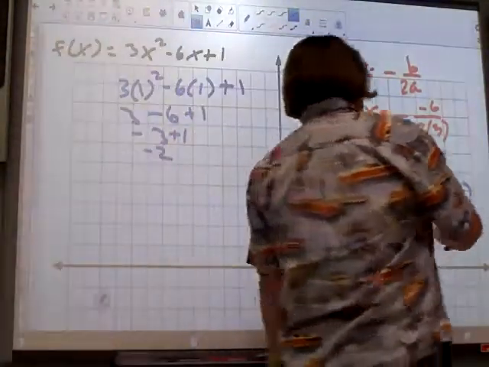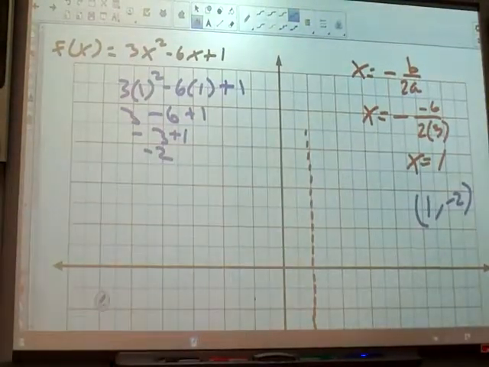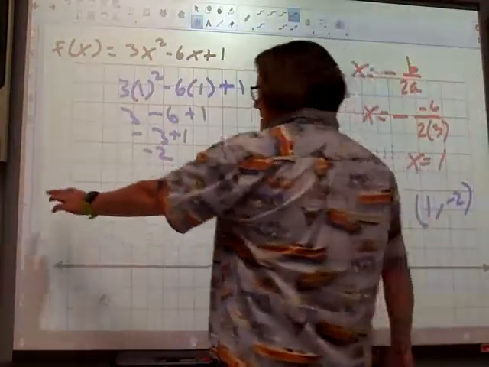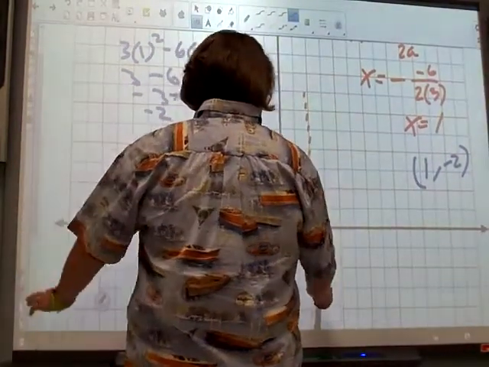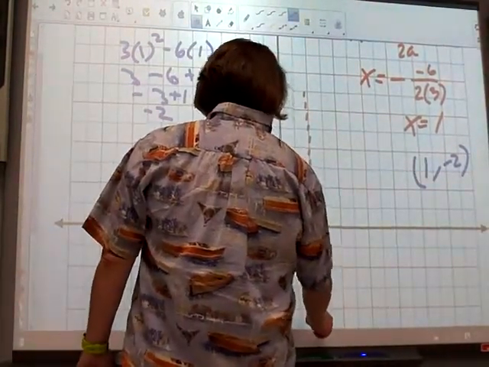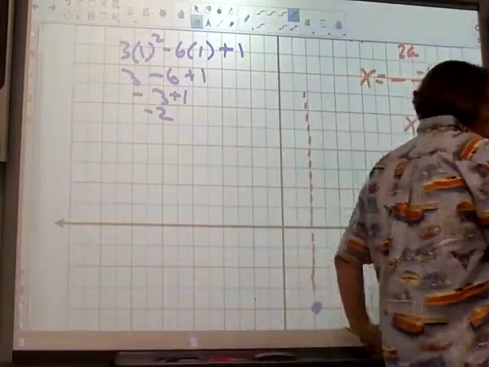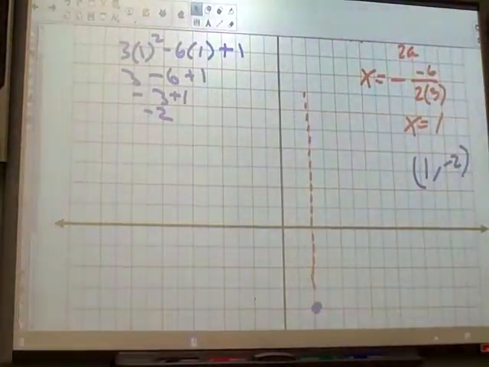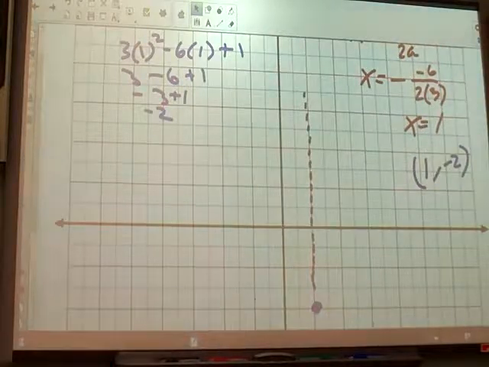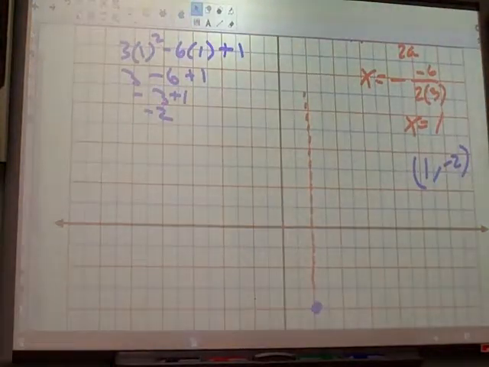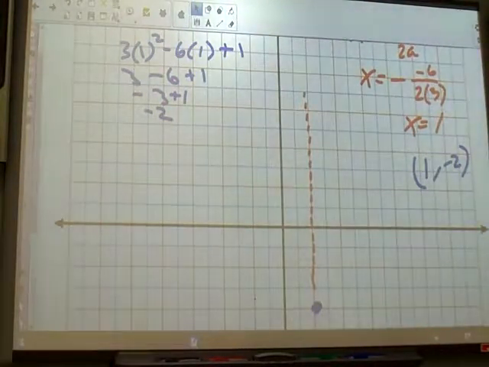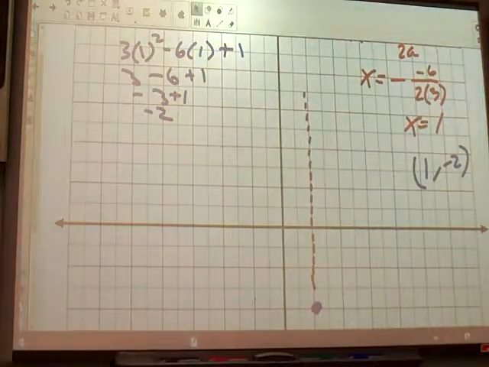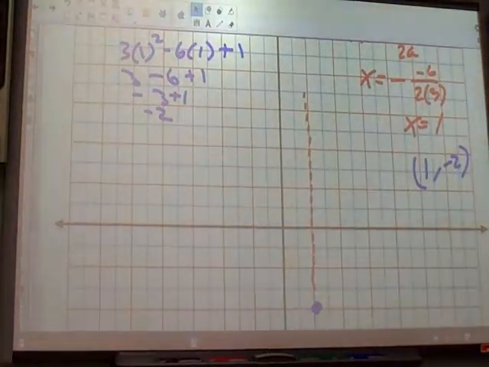Good. So we know our vertex is at 1, negative 2. So it's down there for me. Do you have a guess on this? Granny Joe said it's going to have a min, and I say 2 thumbs up.